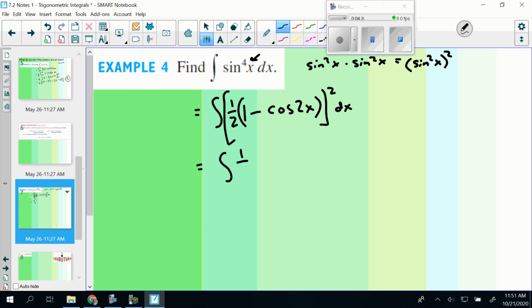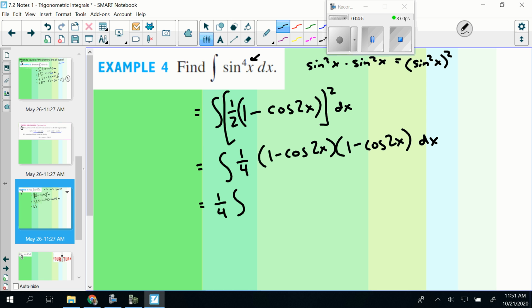And then we have all this 1 minus cosine 2x being squared. That means we're going to have 2 of these being multiplied by each other, which we're going to have to figure out here to do our integral. So I'm going to pull the 1/4 out. Now let's distribute and see what we get here.